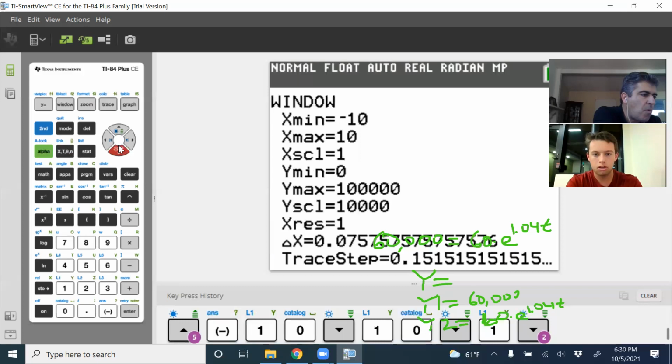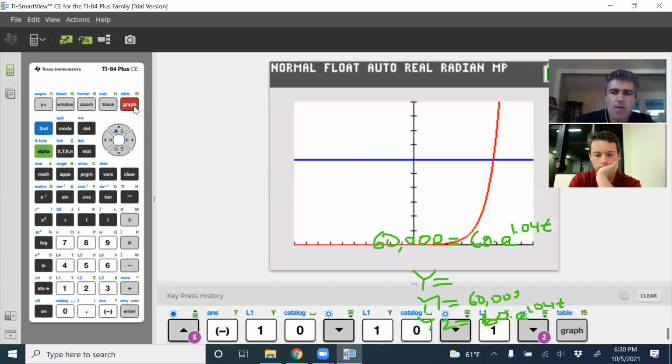-10. Yeah. Cool. Now go hit graph, you should be able to see it. You see that? Yep.